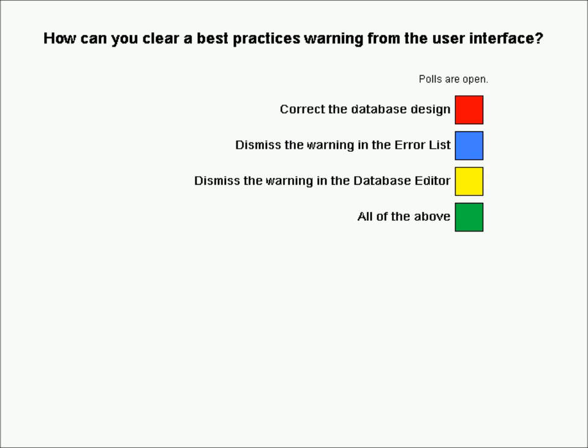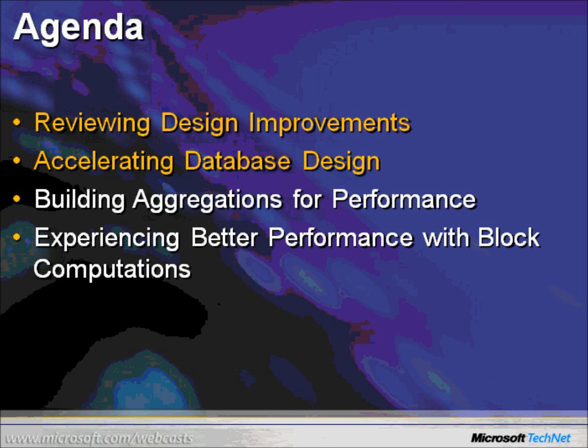Let's try one more here. How can you clear a best practice warning from the user interface? A, correct the database design. B, dismiss the warning in the error list. C, well, you saw me do that one. Or C, dismiss the warning in the database editor. Or D, all the above.